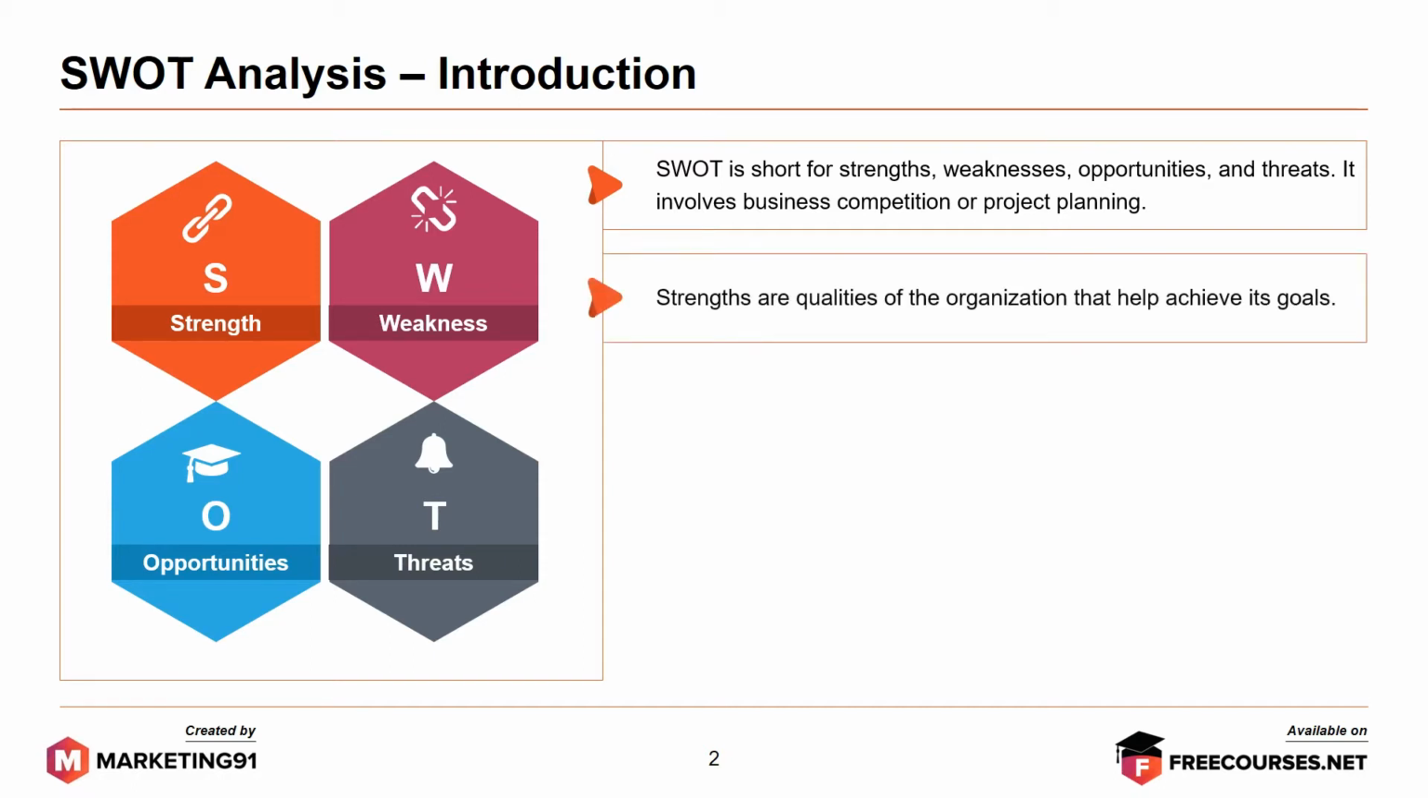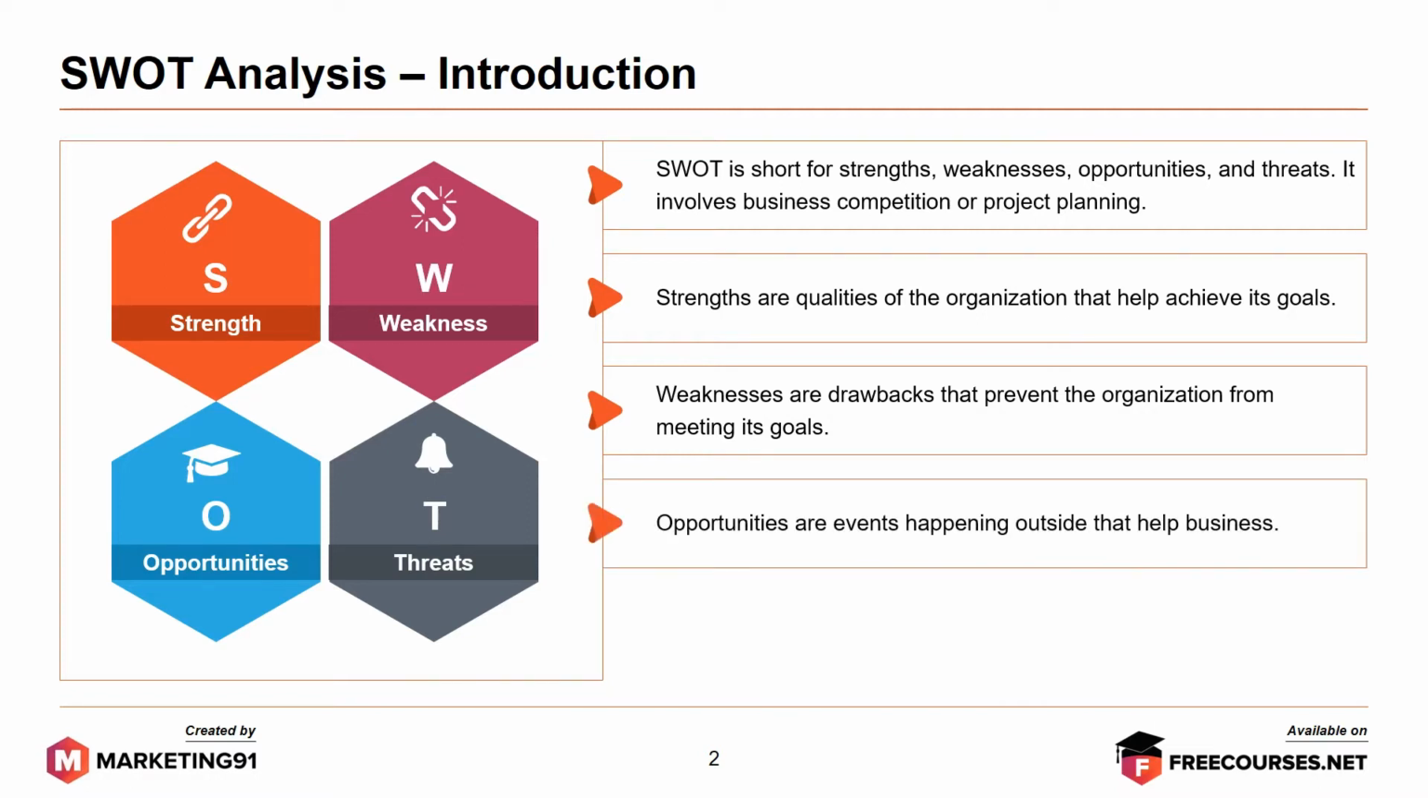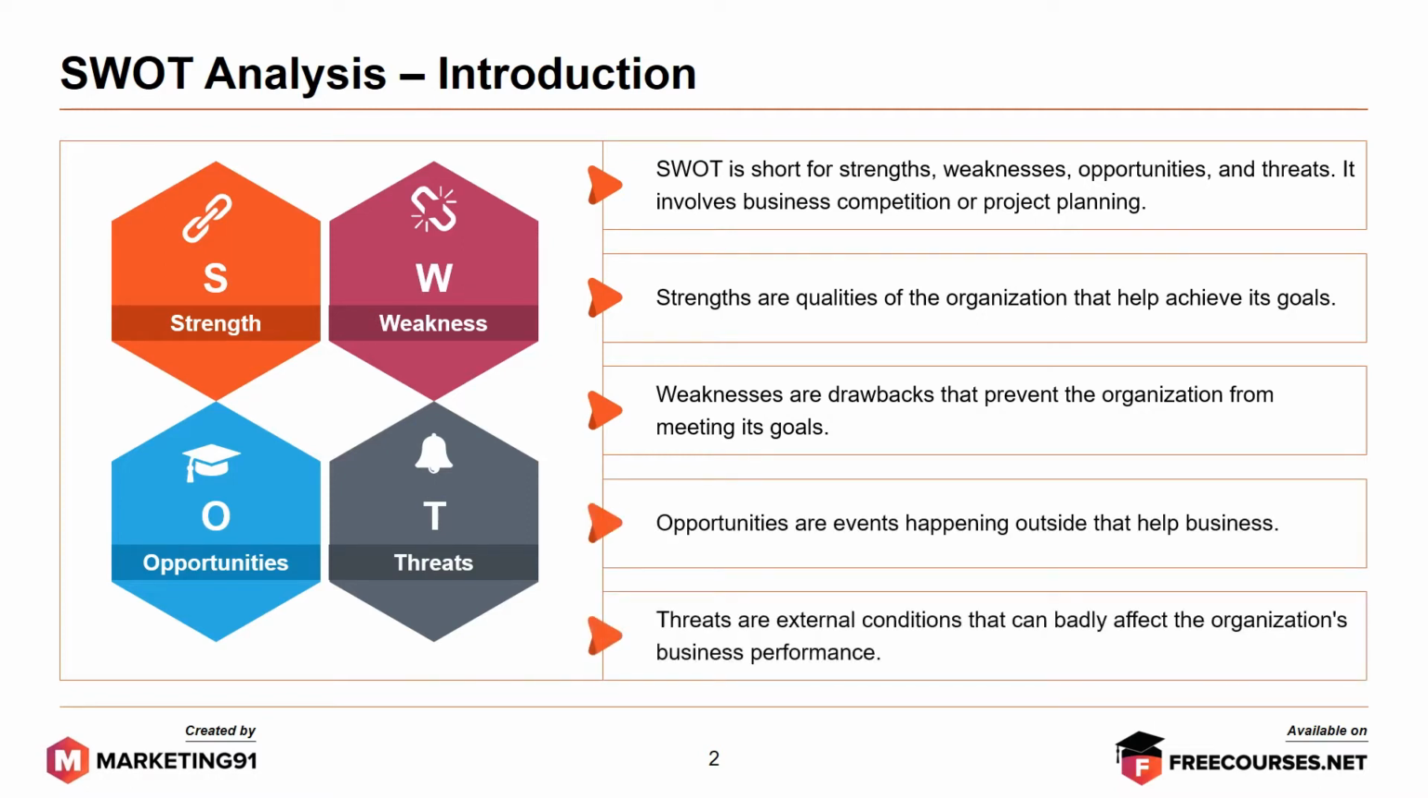Strengths are the qualities of the organization that help achieve its goals. Weaknesses are drawbacks that prevent the organization from meeting its goals. Opportunities are events happening outside that help business growth. Threats are external conditions that can badly affect the organization's business performance.